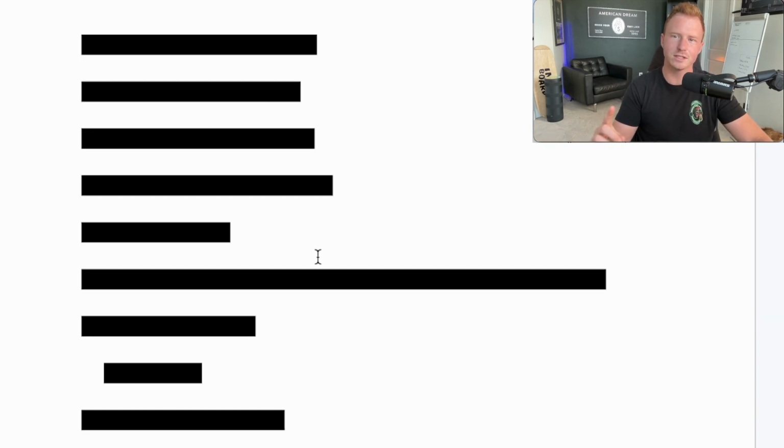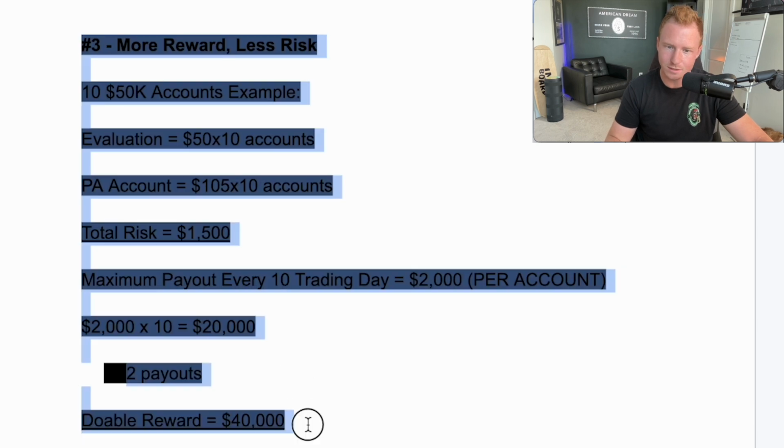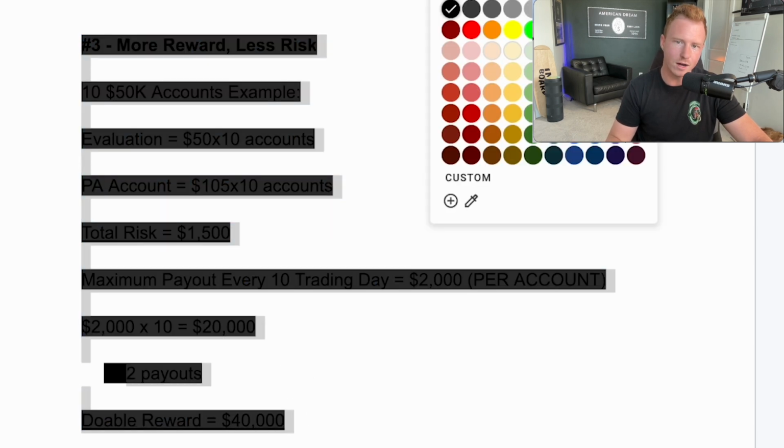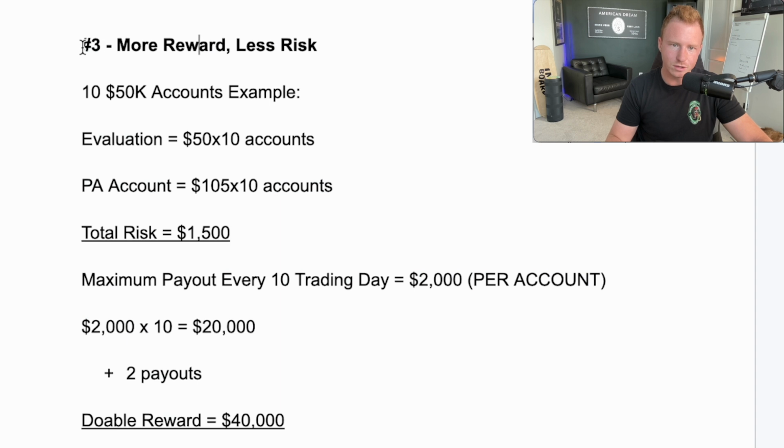Now, this next reason is probably the most important, and this is the main reason I like to use prop firms versus funding my own accounts. Okay, so check this out. This is actually pretty crazy on how this works. Okay, so the main reason is I get more reward with way less risk.